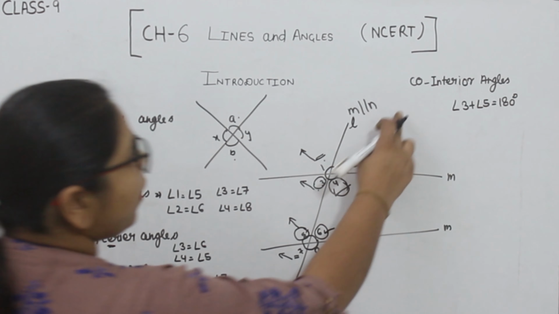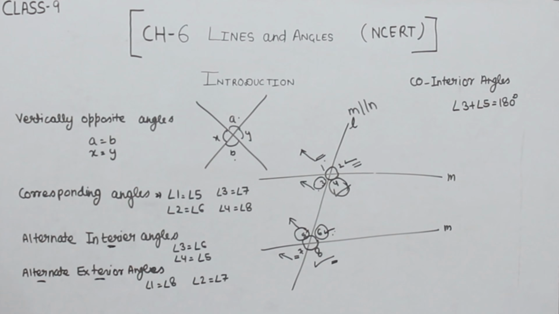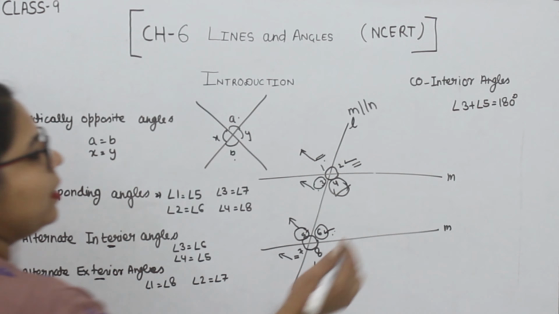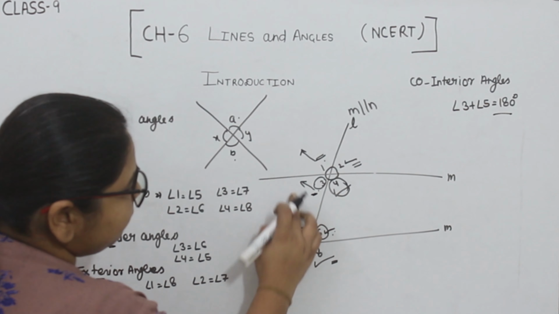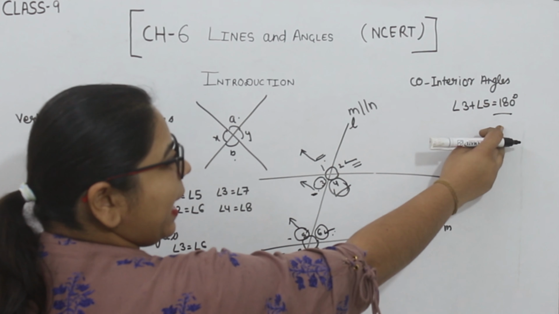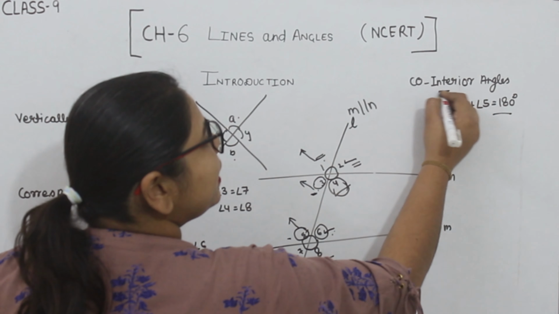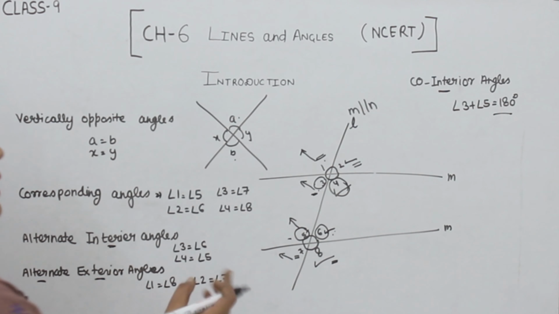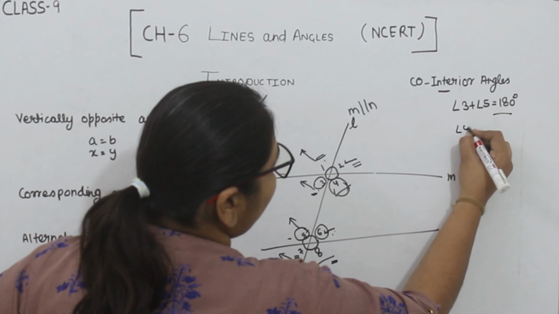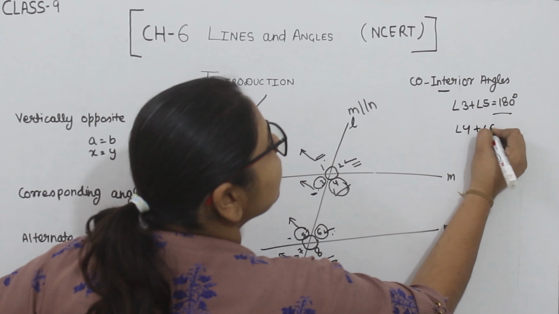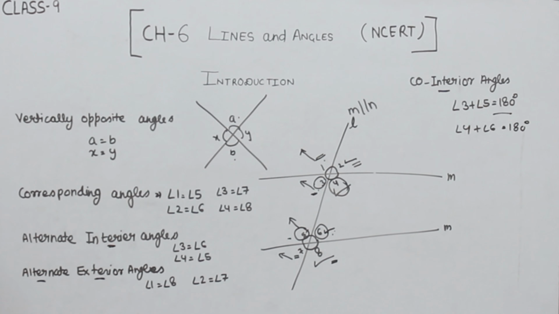Now comes the co-interior angles. Co-interior angles are angles which, when we add them, we get the sum as 180. So angle 3 and angle 5, when we add them, we get 180. They are the co-interior angles. The word interior means they are on the interior side of the figure. Now if we add angle 4 with angle 6, we get 180. Then they will also be co-interior angles.